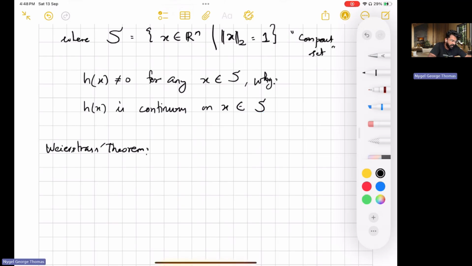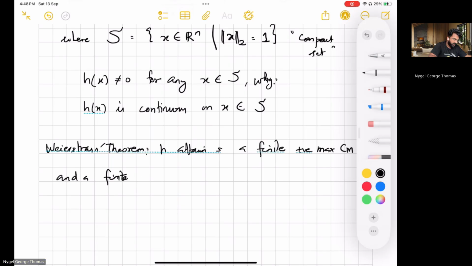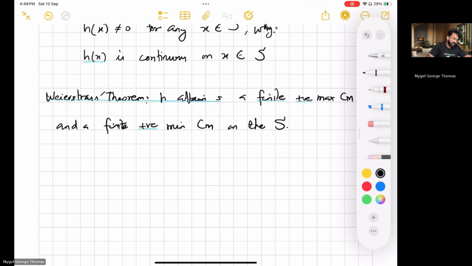According to this theorem, if all these properties are satisfied, then H attains a finite positive maximum Cm and a finite positive minimum on the compact set. What does that mean? Cm is less than or equal to h of x less than or equal to capital M.